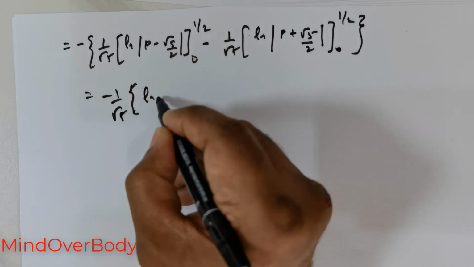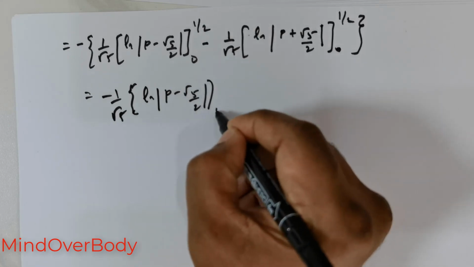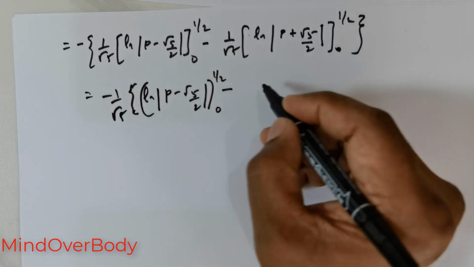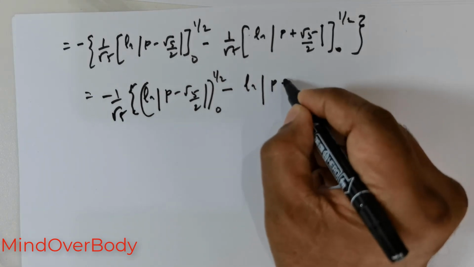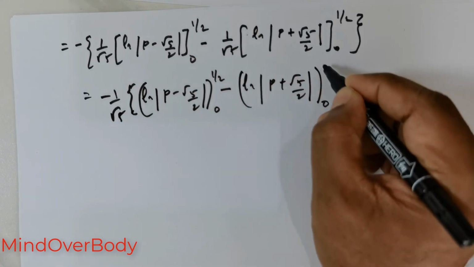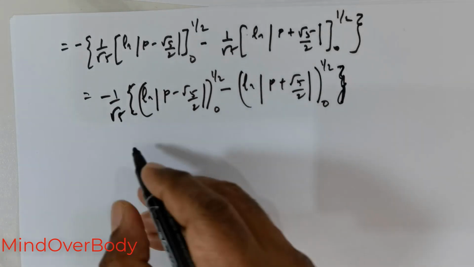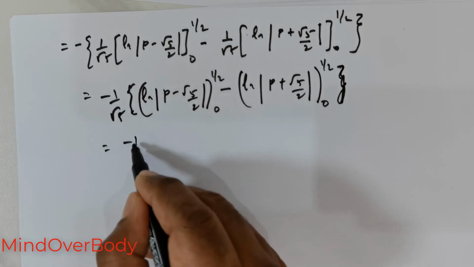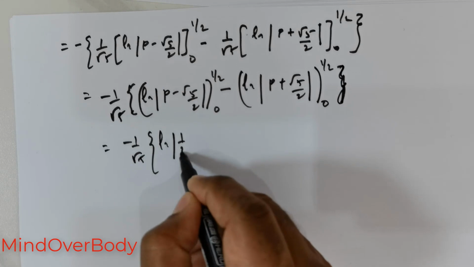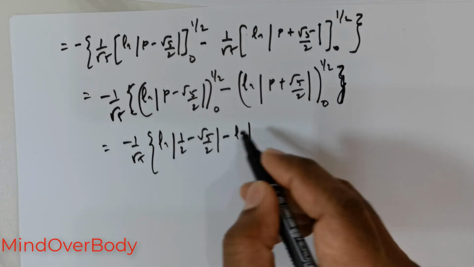Then I'll apply the limits now. Okay, let me rewrite this. This is ln modulus (p minus root 5 over 2), the limits are 0 to 1 over 2, minus ln modulus (p plus root 5 over 2), the limits are 0 to 1 over 2. So this is negative 1 over root 5. I apply the upper limit. This is ln of (1 over 2 minus root 5 over 2), followed by a negative sign. I apply the lower limit, I get ln of negative root 5 over 2.